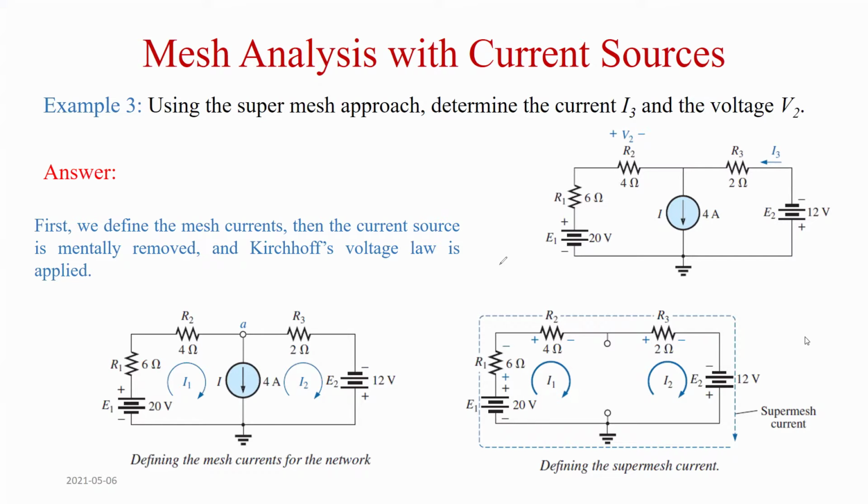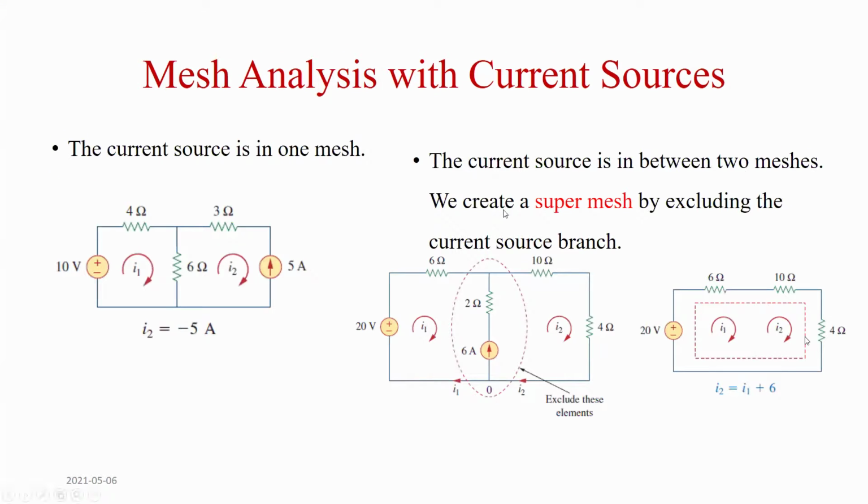First, how many meshes do we have here? Between two meshes, because this is one window and this is another window, and this guy is in between. So once the current source is between two meshes, what do we do? We go back to here and say, we create a super mesh by excluding the current source branch. So the current source branch is going to be removed, okay? And I'm going to have a super mesh.